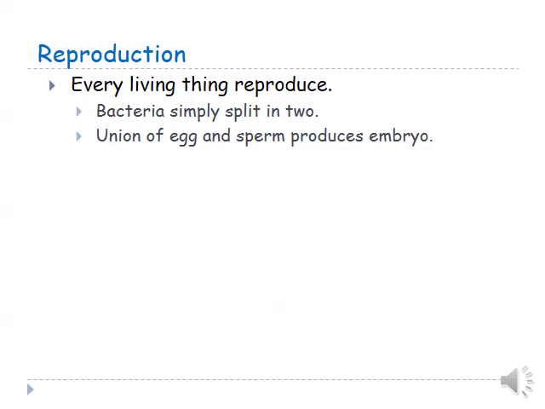All living things must be able to reproduce. And this can be very simple in the case of a bacteria, where it just grows larger and then splits into 2. For humans and other more complex organisms, this is more involved. In sexual reproduction, a sperm fertilizes an egg and that produces an embryo. The embryo develops into a fetus and then into an infant.